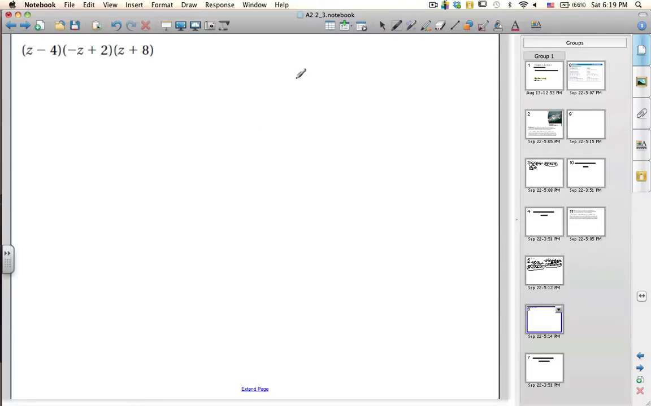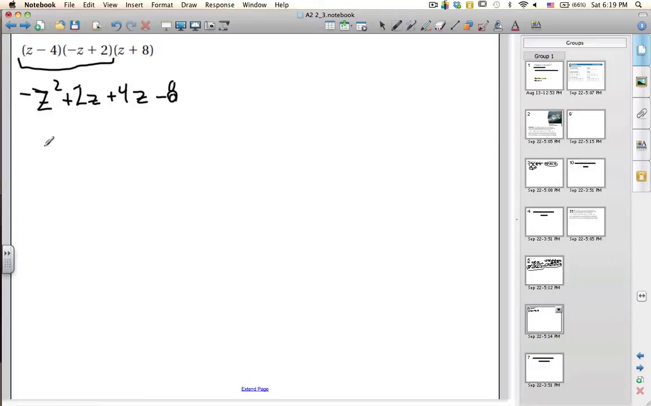Okay, now that was multiplying two polynomials together. Here we would multiply three polynomials together. And it's really no different. It's just take the first two and multiply them together. So z times minus z is minus z squared. And z times plus 2 is plus 2z. And minus 4 times minus z is plus 4z. And minus 4 times plus 2 is minus 8.